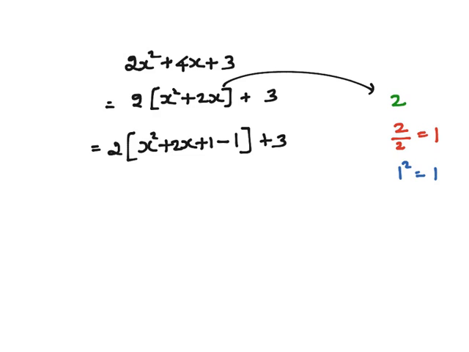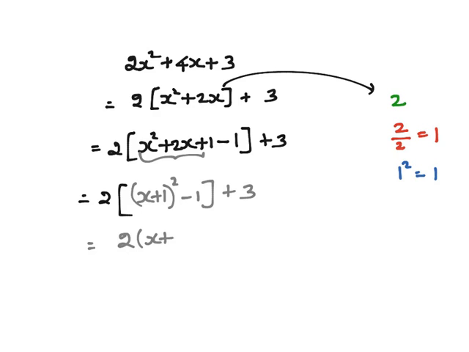Okay. Now inside the bracket you can rewrite this x squared plus 2x plus 1 as x plus 1 squared minus 1 plus 3. Now I'll open the bracket. So I will get 2 times x plus 1 squared minus 2 plus 3 when I open the bracket. So the final answer will be 2 times x plus 1 squared plus 1. Okay. So this is the answer.